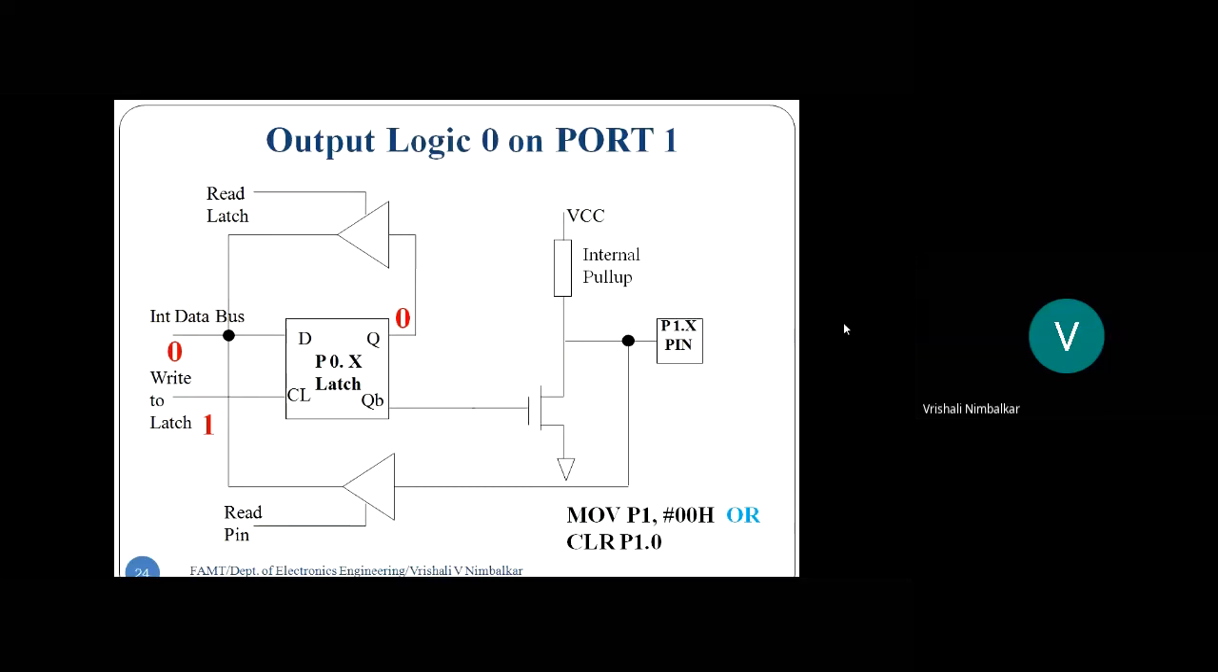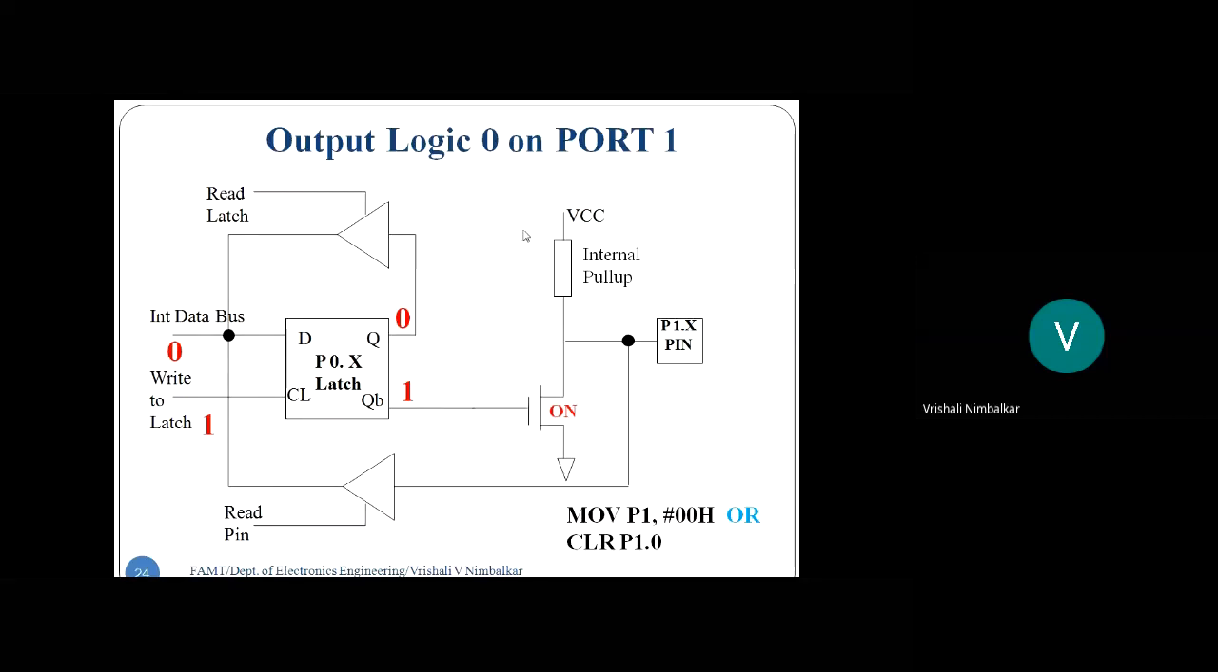Okay, when the latch is enabled, Q bar will be its complement. Now, because of this logic 1, the lower NMOS is going to turn on. And now there is a current which is going to flow from VCC through the internal pull-up, through the MOSFET to the ground. So when the MOSFET is on, this pin P1.X is going to get shorted to ground because the lower MOSFET is on.